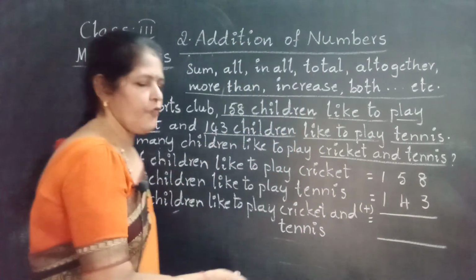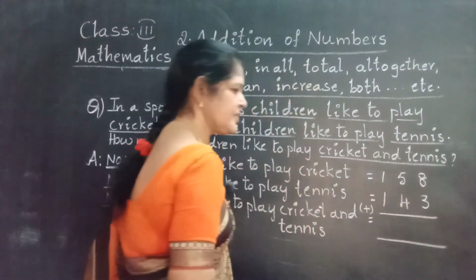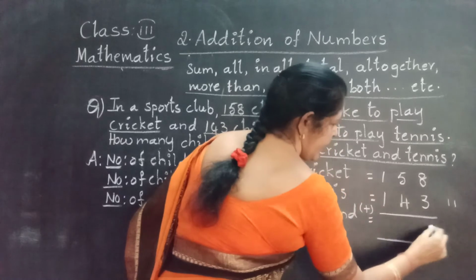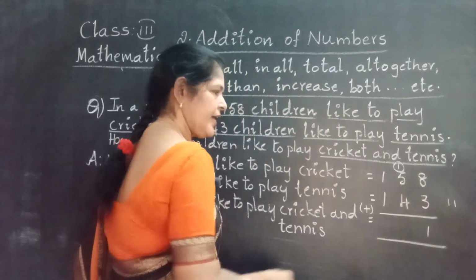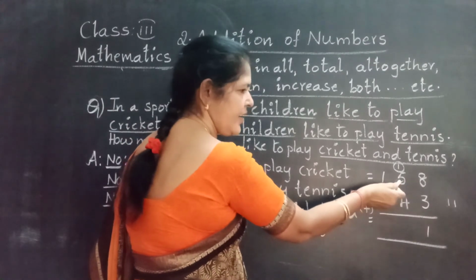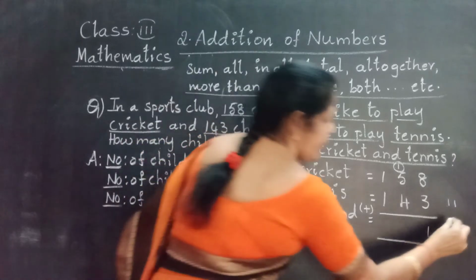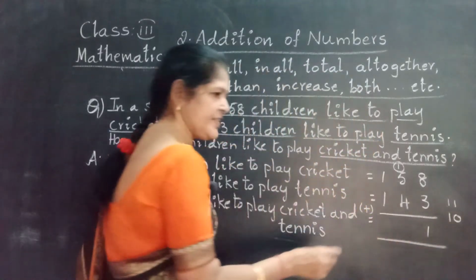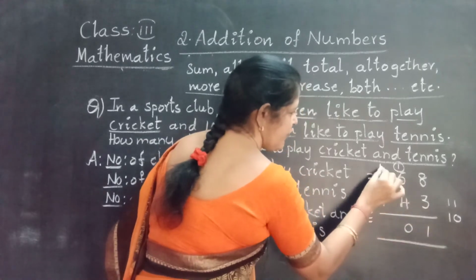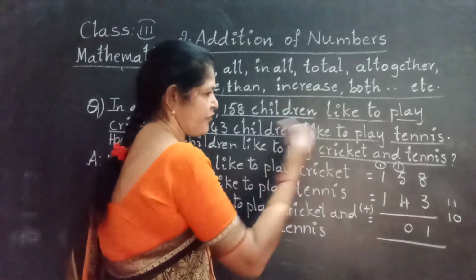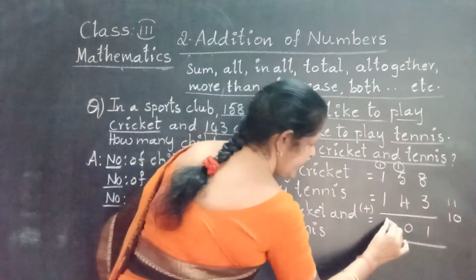Start from ones place. Come on, do addition. 8 plus 3, yes, 11. 1 write in the ones place. This 1 carry forward to tens place. 1 plus 5, 6. 6 plus 4, 10. Very good. Again, we get a 2-digit number. 0 write in the tens place. 1 carry forward to hundreds place, left side place. 1 plus 1, 2. 2 plus 1, 3.